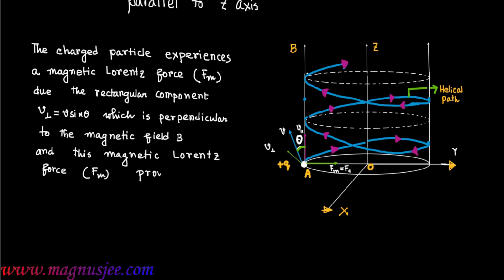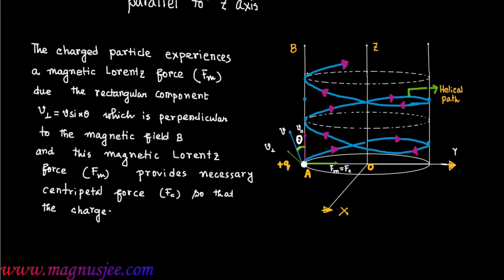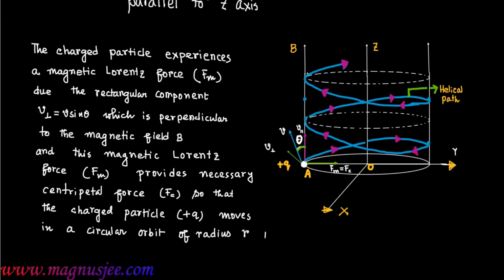Fm provides the necessary centripetal force Fc for the revolution of the charged particle in the xy plane clockwise, as according to the diagram, so that the charged particle plus q moves in a circular orbit of radius r in the xy plane, which is perpendicular to the direction of the magnetic field.